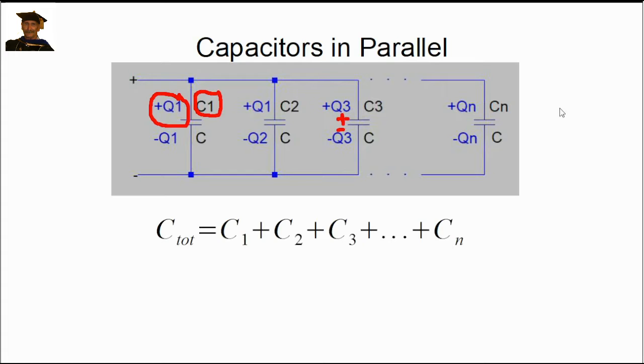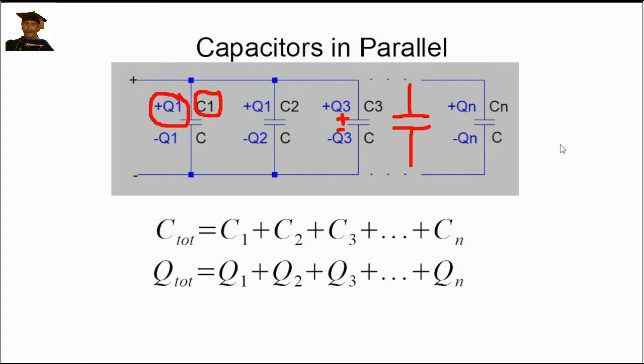The total capacitance in this circuit is going to be just adding up the capacitance of C1 plus C2 plus C3, and however many other capacitors you have here. You might have 100 or 1,000, or may just have 2 or 3 or 10. When you add all those up, you get the total capacitance. The total charge is going to be Q1 plus Q2 plus Q3, and so on ad infinitum.